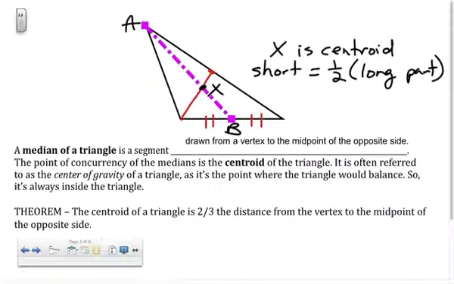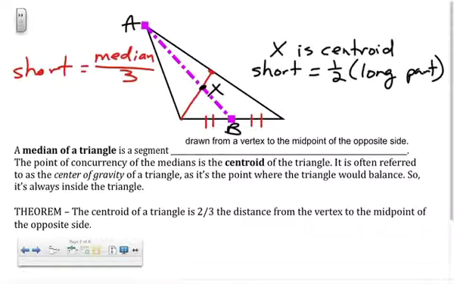Okay, so this 2/3, what I want you to understand, let me put it this way. I'm trying to put this in as simple terms as we can work with. The short part is half the long part. We've already got that. That means that the short part equals the whole median divided by 3.